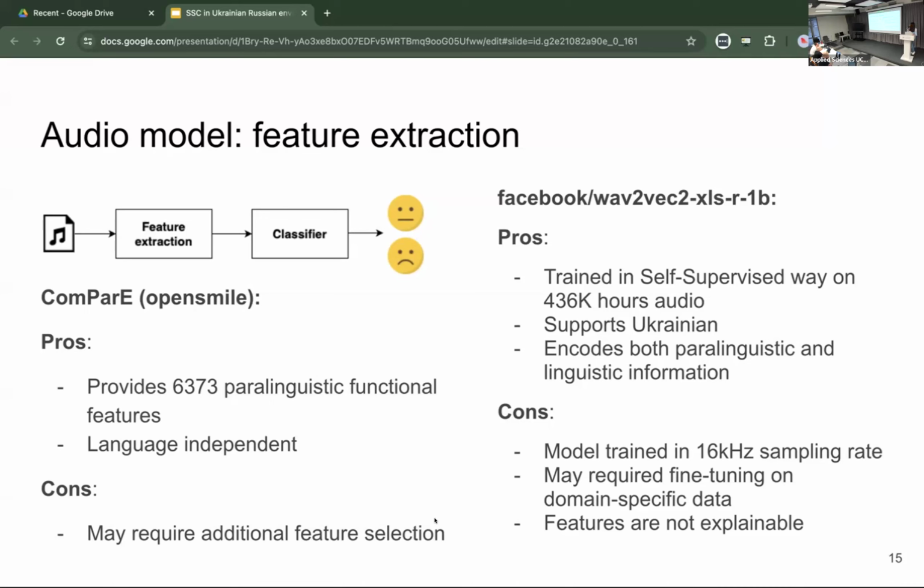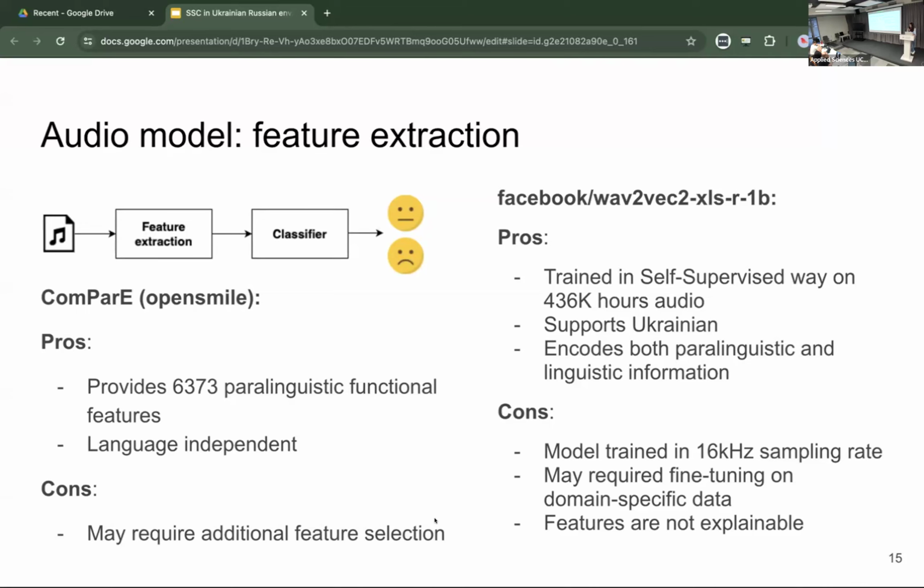So the OpenSmile library first extracts the low-level descriptors from the speech, like MFCC or pitch and different audio features. Then it applies the first and second derivatives, and some statistical functions like mean, median, and so on. The pros of this approach is that it's language independent. It works for any language. But because we have so many features, and this ComParE dataset also works for music classification, we might need to additionally select features which are really useful for us.